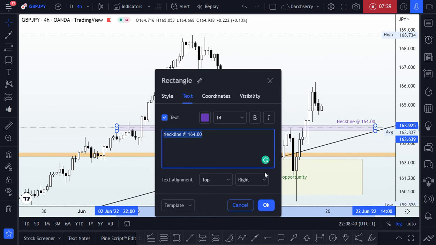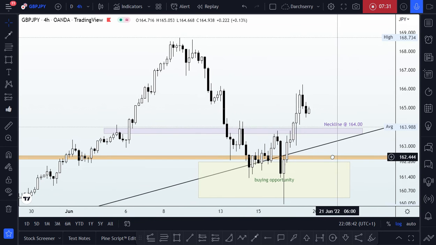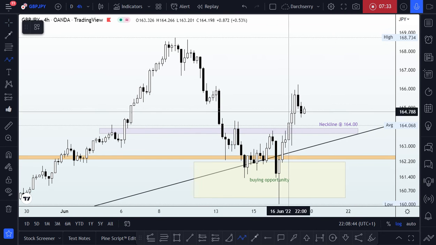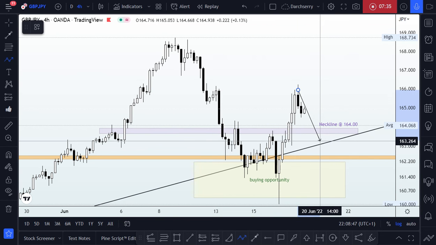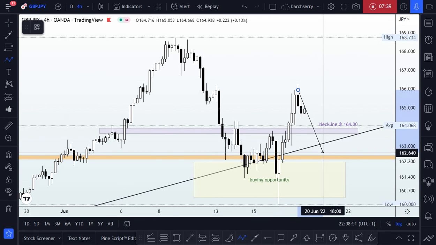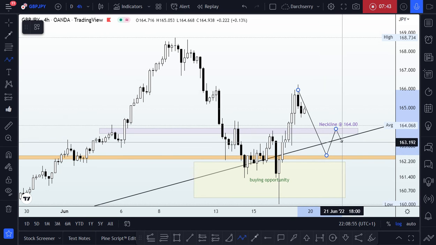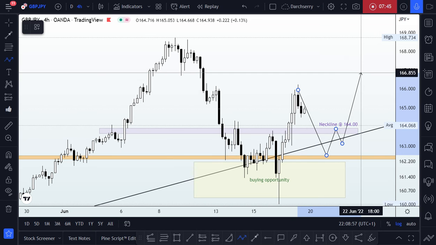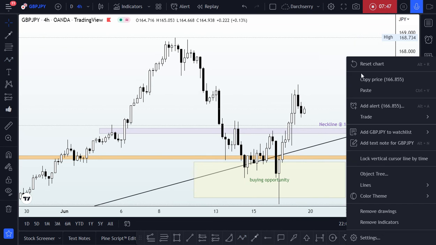strong psychological level. So now I want to see price do a retest of the structure, and it might as well go as far as touching this bullish trend line or this key level at 162.500, after which I want to see structures that support a trend continuation to the upside.